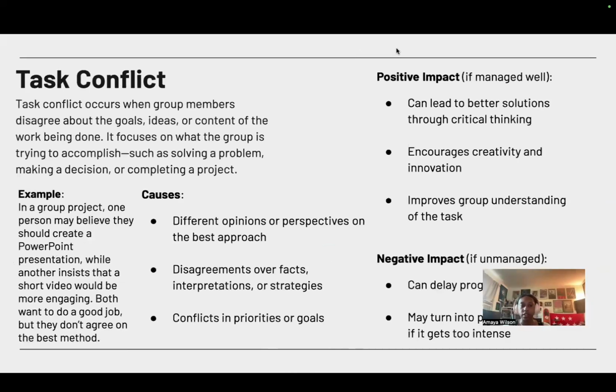Another conflict discussed in this section was task conflict. Task conflict occurs when group members disagree about the goals, ideas, or content of the work being done. It focuses on what the group is trying to accomplish, such as solving a problem, making a decision, or completing a project. An example of this is in a group project. One person may believe they should create a PowerPoint presentation, while another insists that a short video would be more engaging for the audience. Both want to do a good job on the assignment, but they don't agree on the best method to do so.